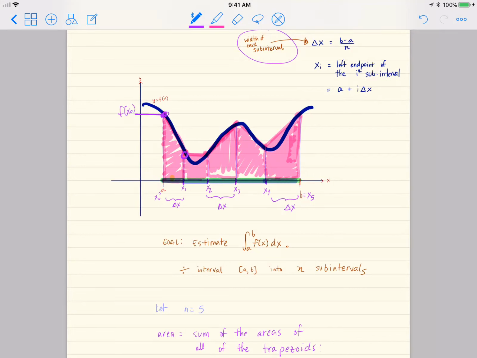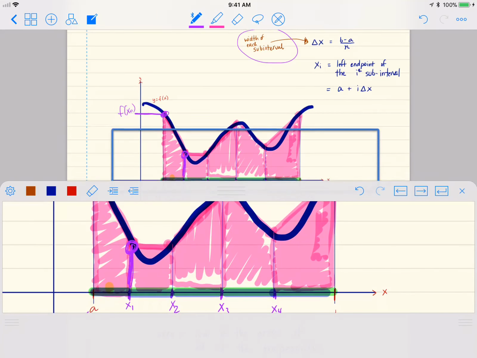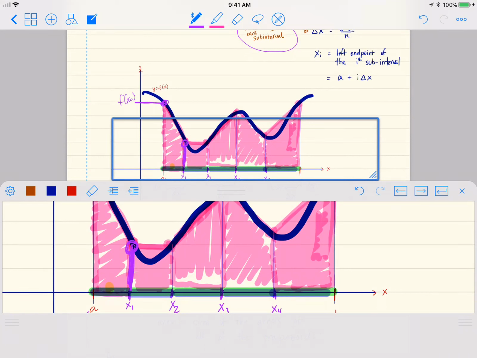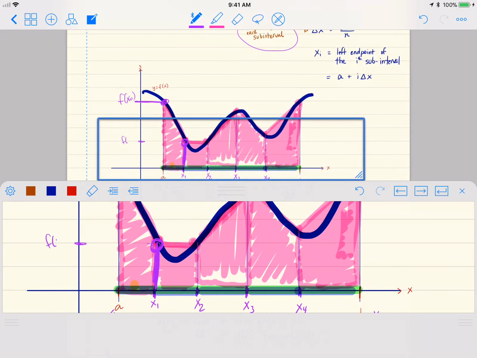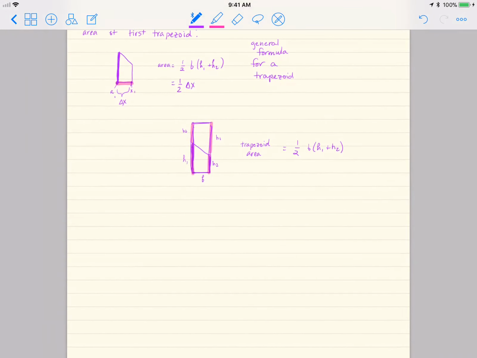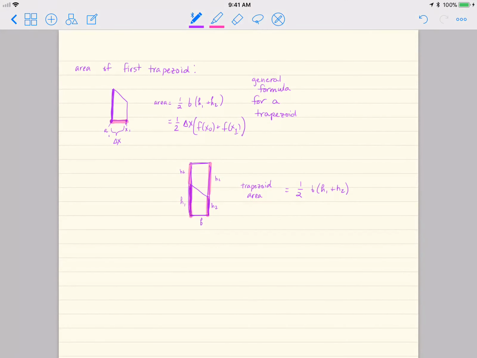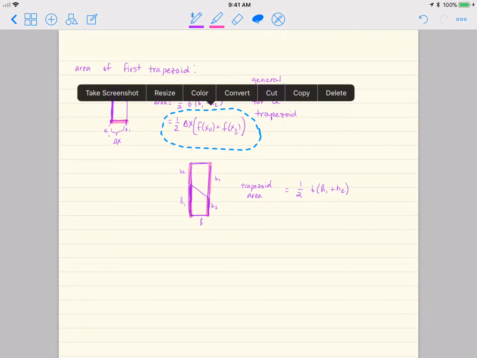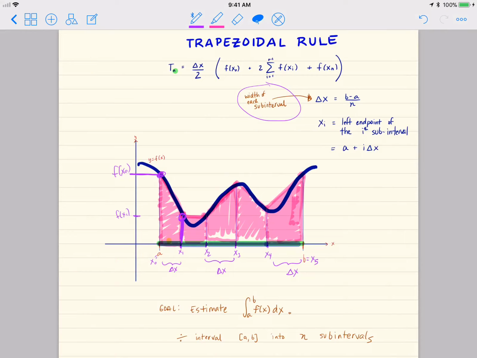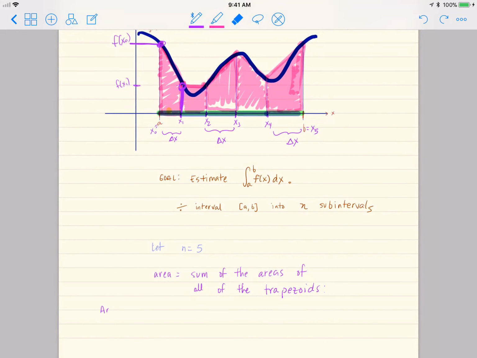And to get the height of my other side, it's going to depend on f of x1. Okay, does that make sense? So we'll have f of x0 plus f of x1. Okay, so let me copy this, because I actually want to go back to my page here and put my formula all the way down here. So let's go ahead and erase.